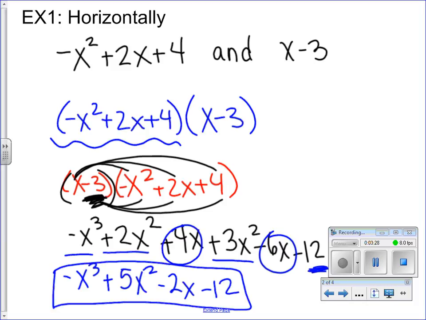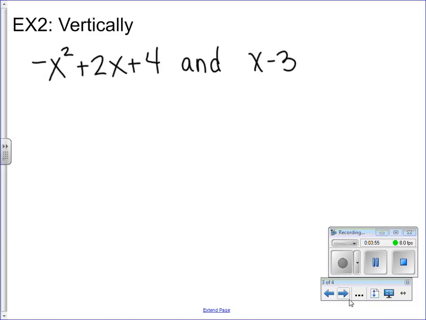Okay, here we go. So we just multiplied these two polynomials horizontally, and this is the solution that we got. Negative x cubed plus 5x squared minus 2x minus 12. We should get that same expression for the next 2 examples, because we're going to be using the same original 2 polynomials, even though we're doing them in a different method. Okay, so let's go on to the second method.